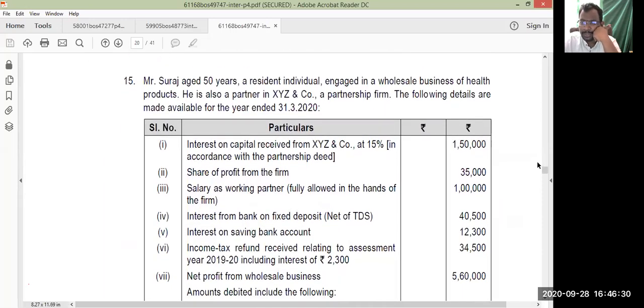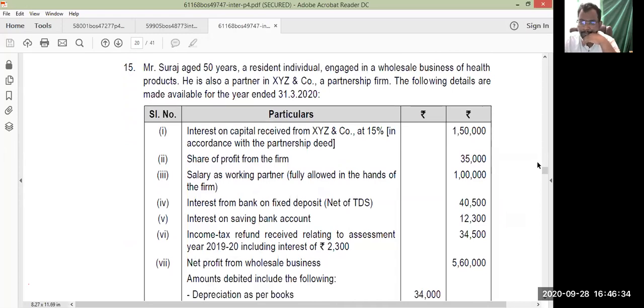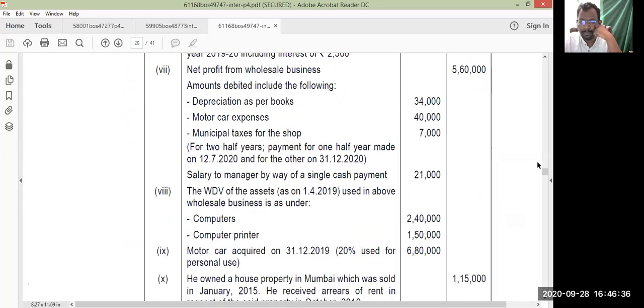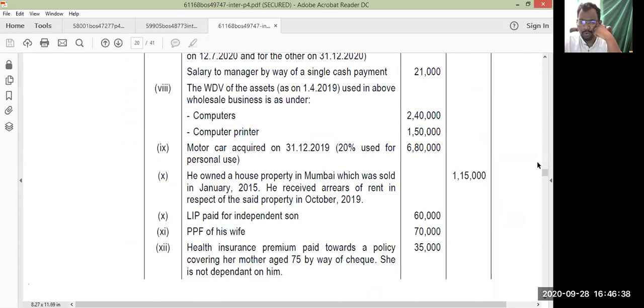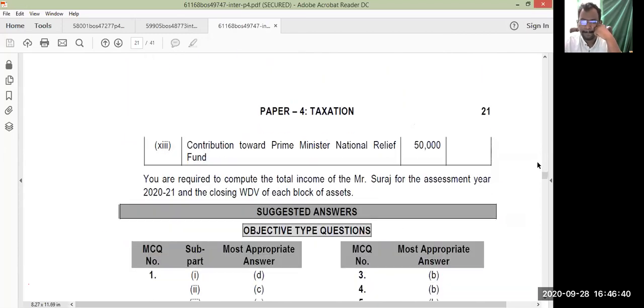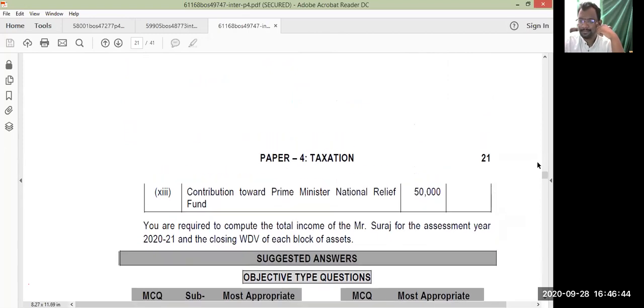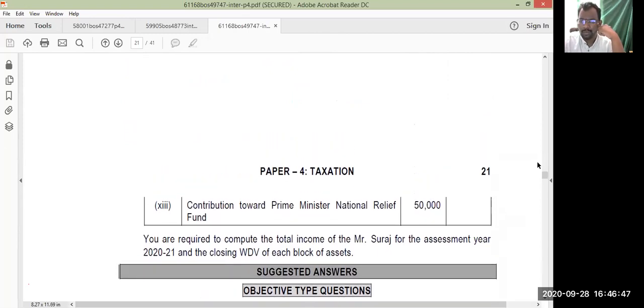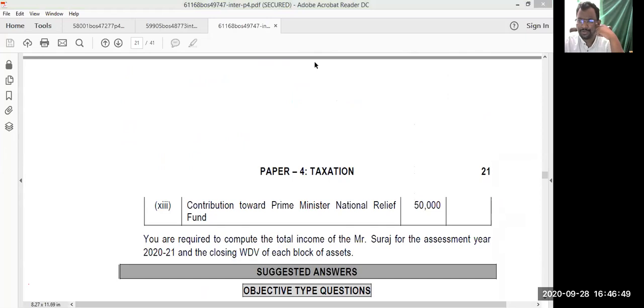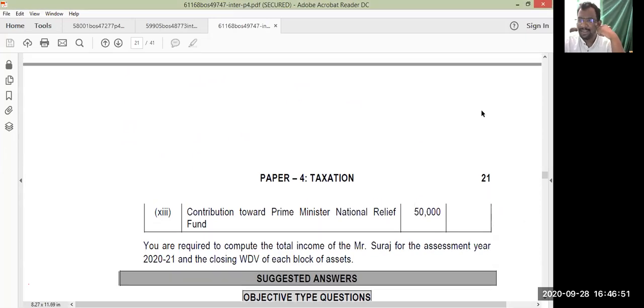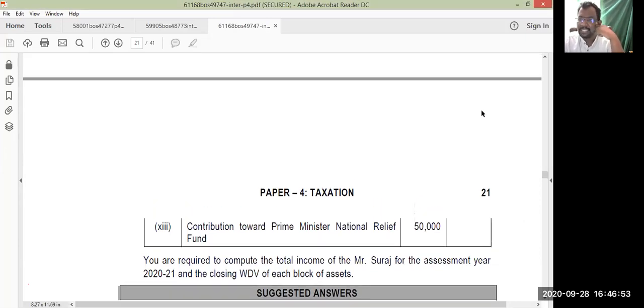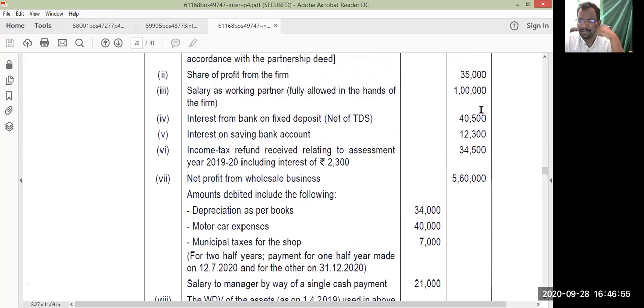And this one is regarding PGBP. It's a PGBP question. All the provisions are ones which you know already. That's it. You are required to find the total income of Mr. Suraj. This question is directly taken from the ICAI study material. The same question we have in the ICAI study material.